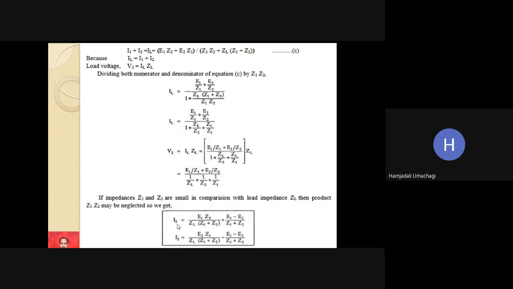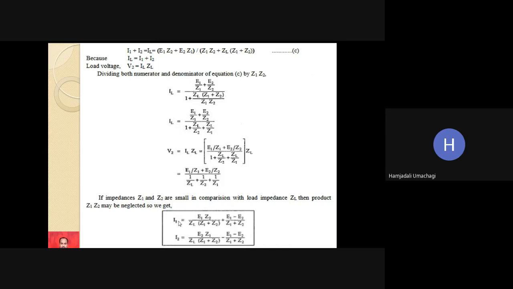So now the first transformer will carry the charging current, while the second transformer, with the minus sign, is free from circulating current. It means that the first transformer will have more burden and the second transformer will have less burden because of unequal voltage ratios. So E1 minus E2 divided by Z1 plus Z2 means what? This is nothing but the charging current IC.